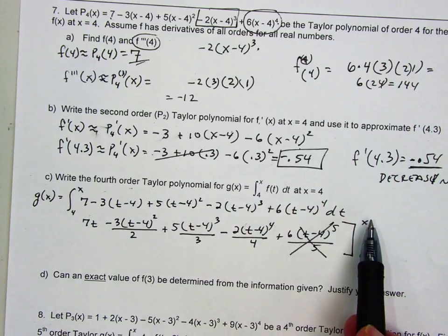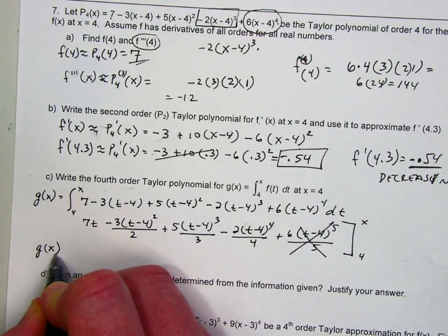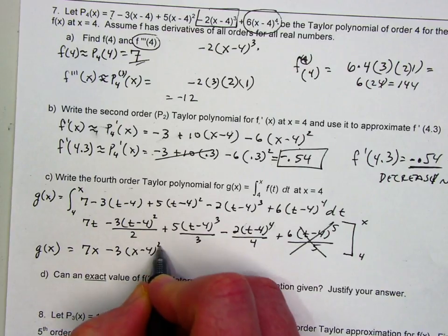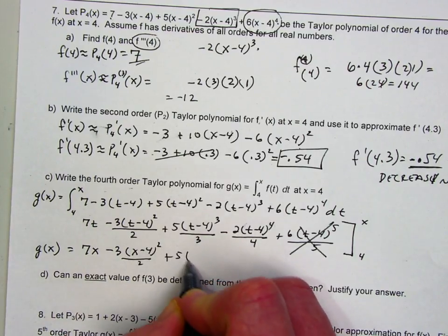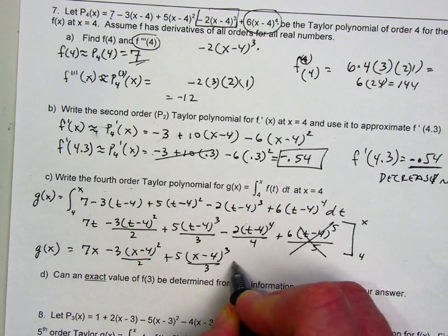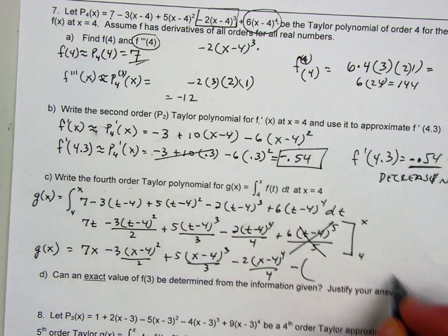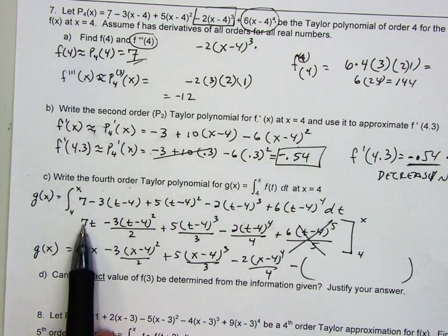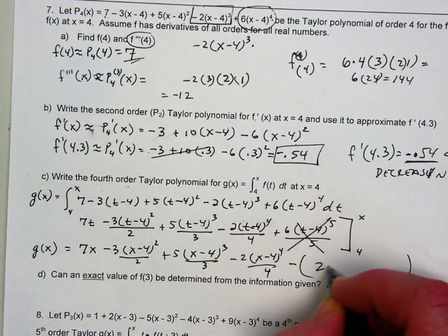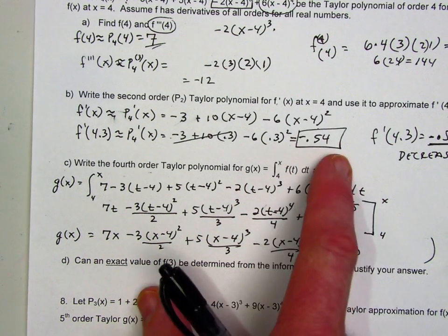But now we need to go plug in x, and then we need to go substitute in 4. So g of x will equal 7x minus 3(x-4)^2 over 2 plus 5(x-4)^3 over 3 minus 2(x-4)^4 over 4 minus, and I'm going to go plug in 4. Nice thing is I plug in 4, this is 0, this is 0, this is 0, and this happens to be 28. Okay? So that is what g of x is equal to. It's the fourth order of g of x at 4.